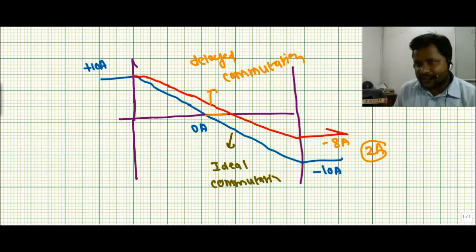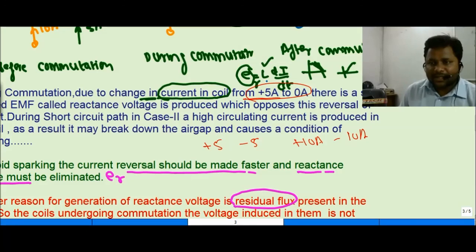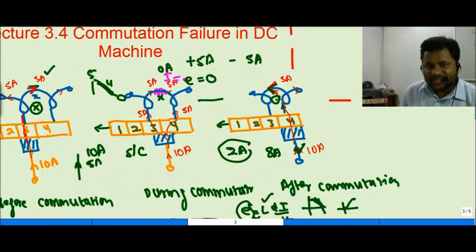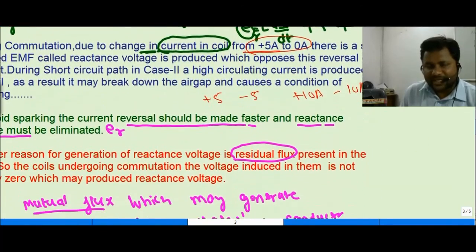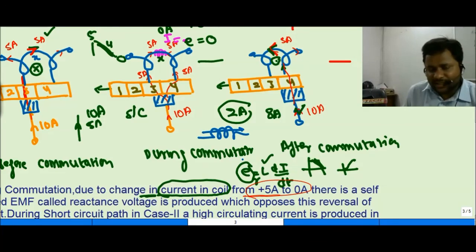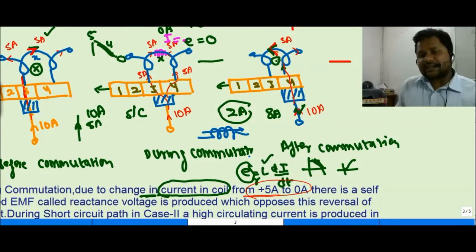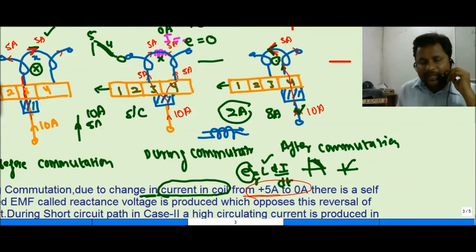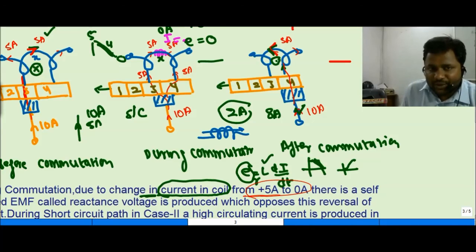By this lecture we have understood the reasons for commutation failure in DC machines. The coil is made up of inductors, and an inductor by nature opposes a sudden change in the direction of the current. So it will oppose this current reversal. As a result, some current and a reactance voltage will be there that will generate a huge circulating current in the coil, and the coil breaks down. This is the basic functioning of commutation failure.